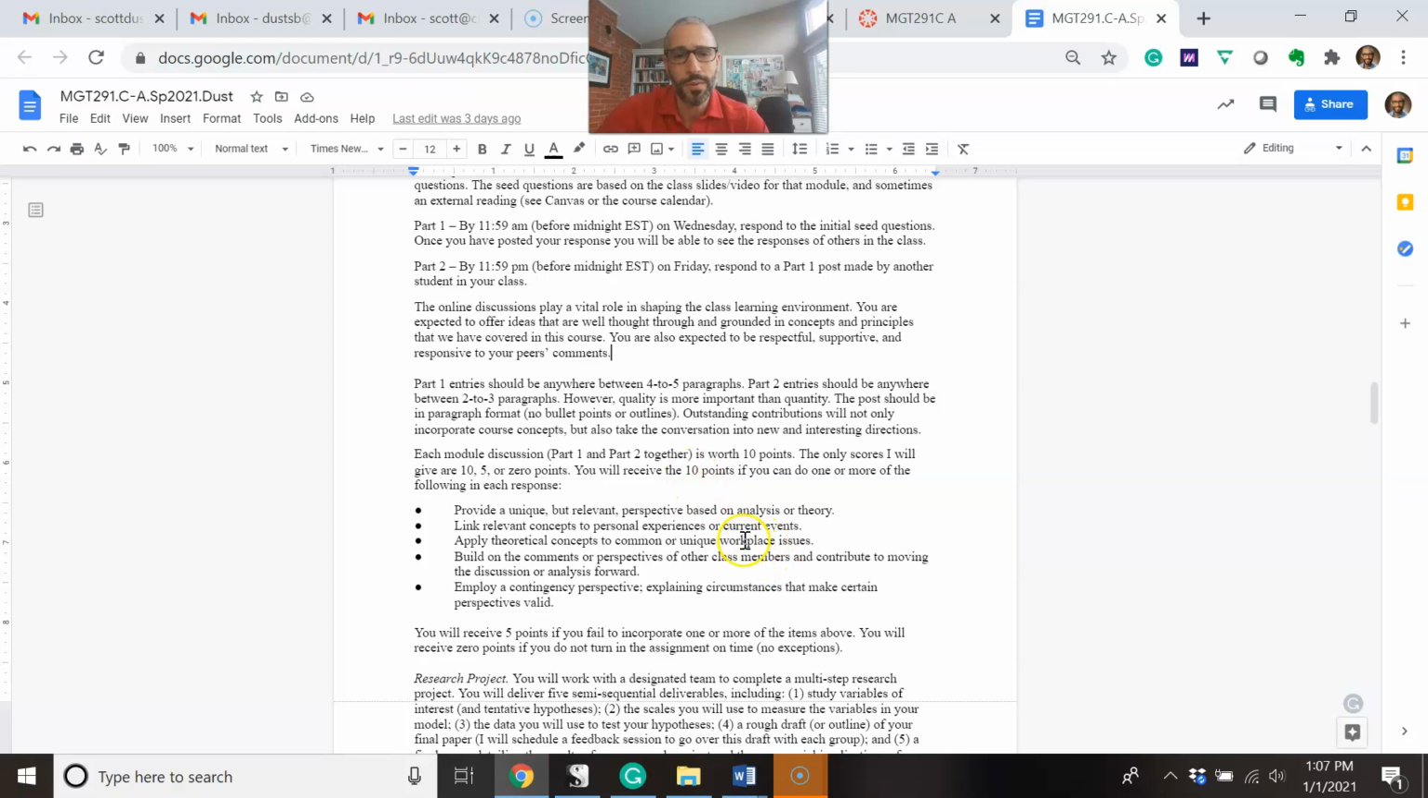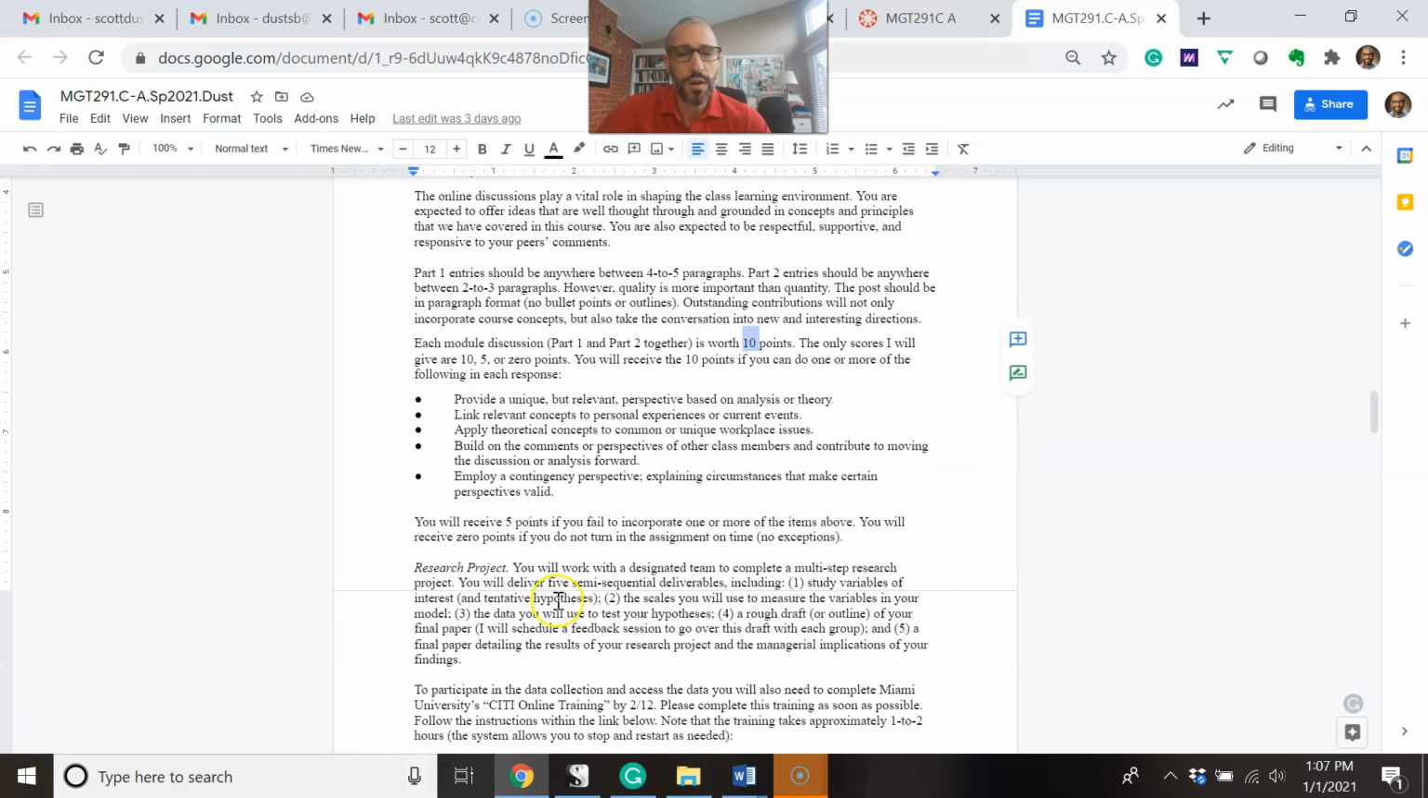A lot of times people's responses are kind of boring. I really encourage you to push people and encourage each other to think more deeply. Here's some guidelines in terms of length. Same thing here. It's worth 10 points, and you'll get a 10, 5, or 0 based upon your effort.